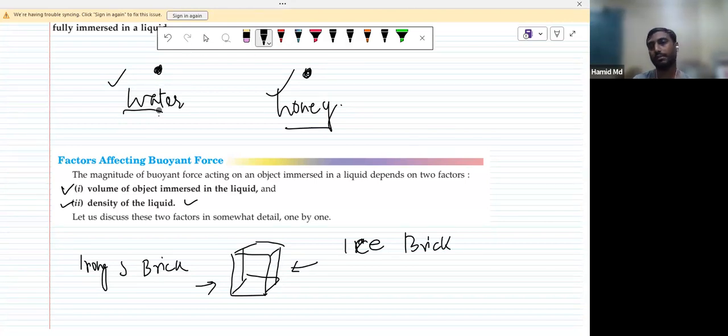Okay, so in the water case, what will happen? Why will such a thing happen? Because the density is different. Its density is less. So its density is low. That's why you may develop some logic. So what could be the reason?